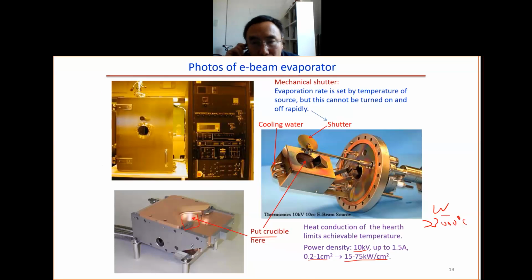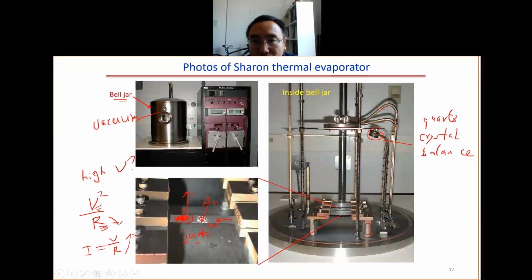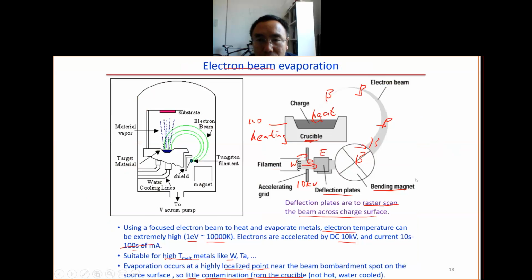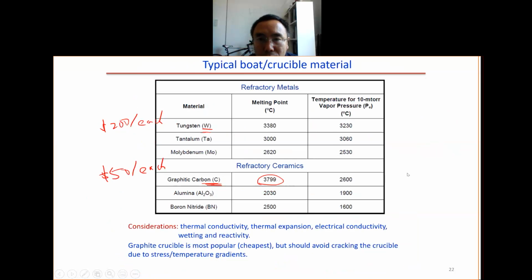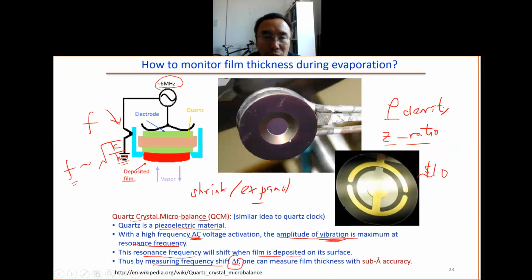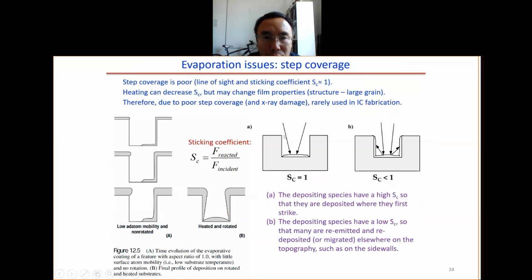If you look at here, this one here is the quartz crystal balance. So one issue for the evaporation is the step coverage. We know that evaporation is very directional. It's called line of sight deposition.